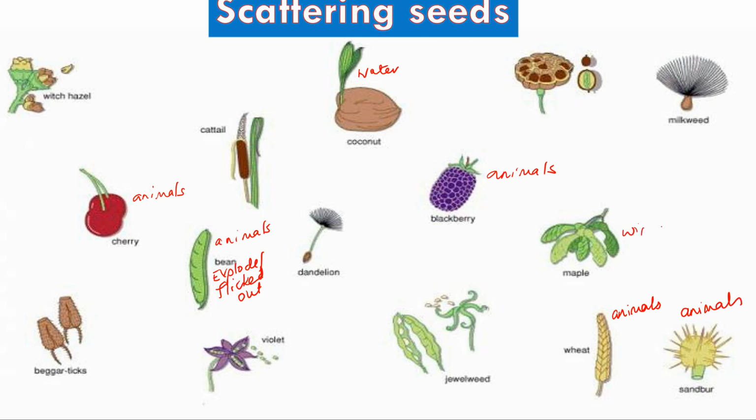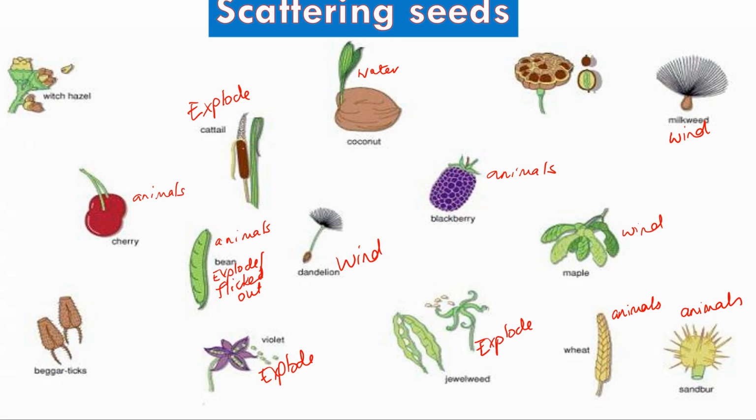Maple is the wind. This is like the little helicopters, like the sycamore that we see. Milkweed is also the wind because it's got this lovely large surface area. Jewelweed is flicked out or exploded. So's the violet. Dandelion is the wind. The cattail is explode.